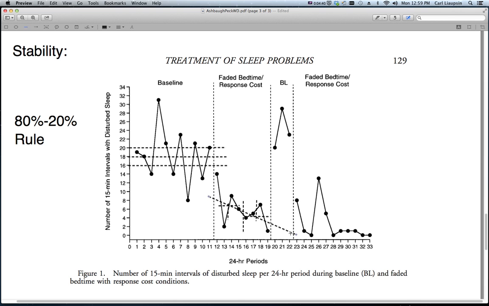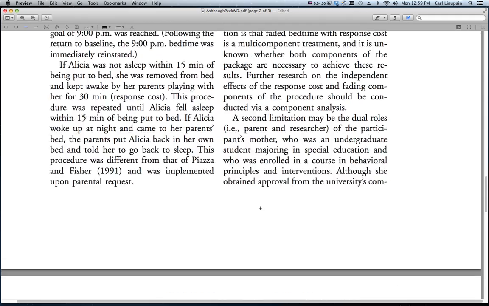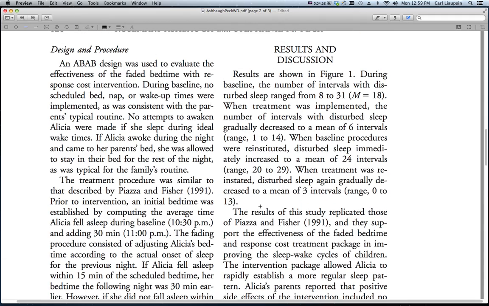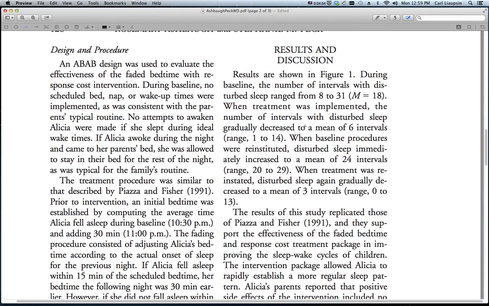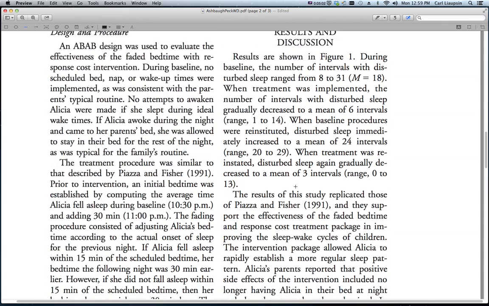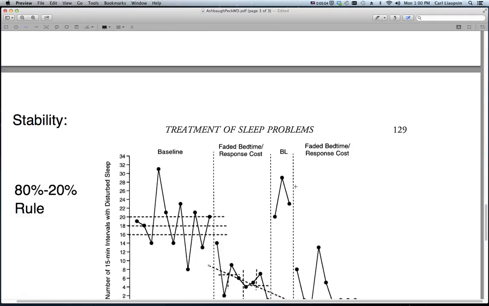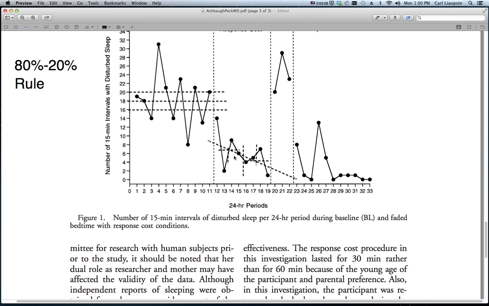Now what we need to do is find the mean for the first intervention session. I forgot to check that out when I was in the discussion section. Let's see. When the treatment was implemented, the number of intervals with disturbed sleep gradually decreased to a mean of 6 intervals. So let's use their approximation of 6.